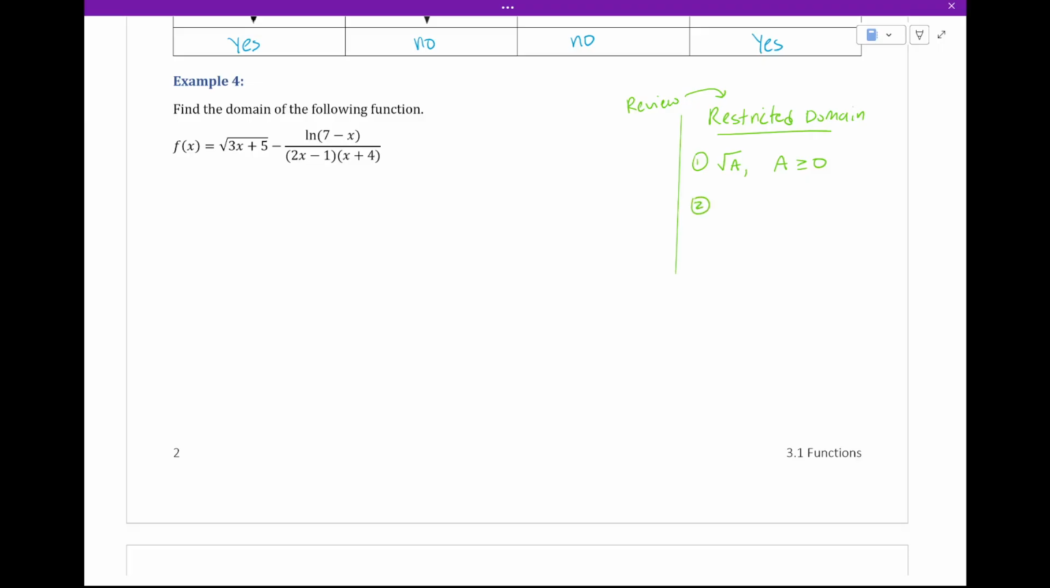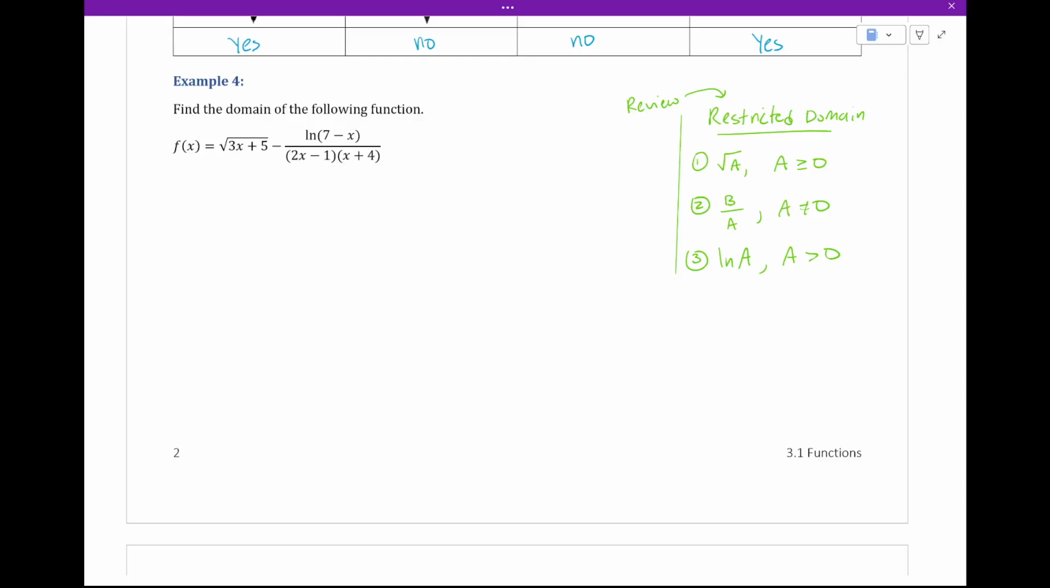Domain restriction number 2, if you've got b over a, then a can't be 0. Can't divide by 0. Domain restriction number 3, if you're taking the natural log of a, then a has to be positive. The natural log is not defined at 0 or at anything negative. So these are our 3 domain restrictions.